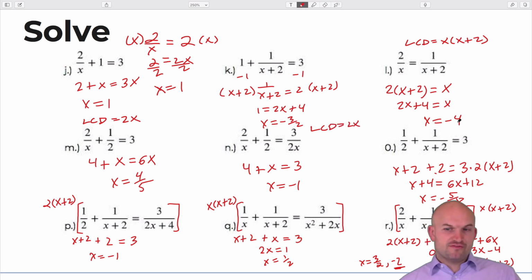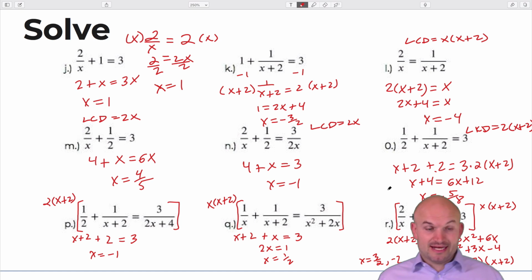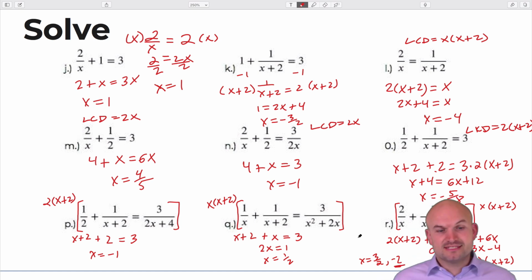Here my LCD was equal to 2x. I did these very quickly as well. Here my LCD is equal to 2 times x plus 2. Okay, so that's what I was multiplying everything by when I was solving these. That's what I multiplied each of those equations by to get to my second equation.